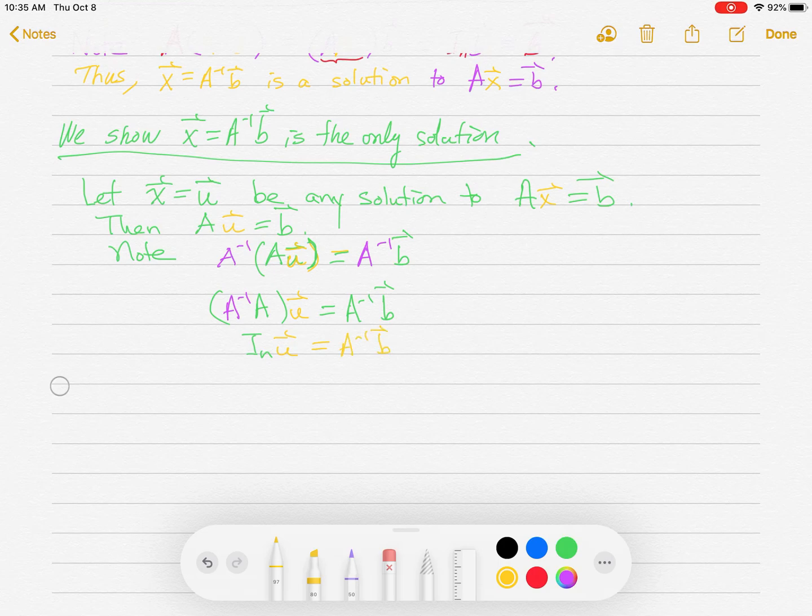Now what is A inverse A? A inverse A is going to be the identity matrix times vector U. That's equal to A inverse B. We know the identity times vector U is vector U. That's A inverse B. Now remember what U is, right? U back here, X equals U, that's any solution. So what we're saying is any solution is forced to be A inverse B.